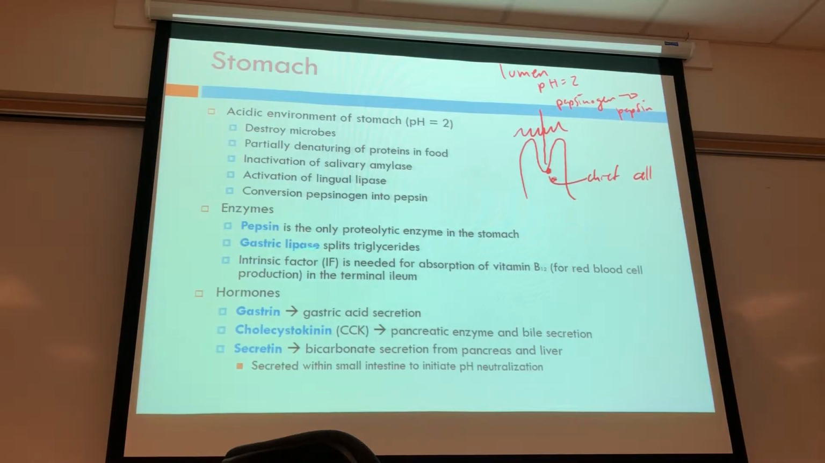The other enzymes, which we mentioned, are gastric lipase and intrinsic factor, IF. Intrinsic factor is needed for the absorption of vitamin B12. Vitamin B12 is important for red blood cell production.